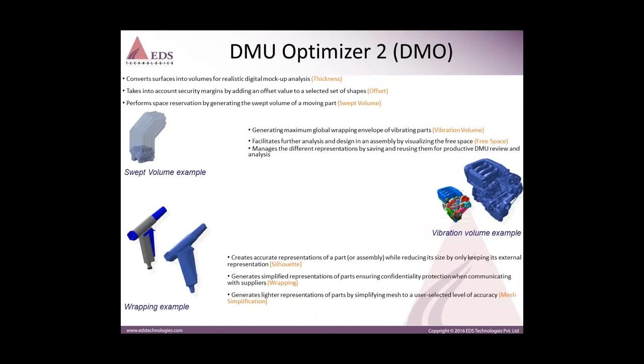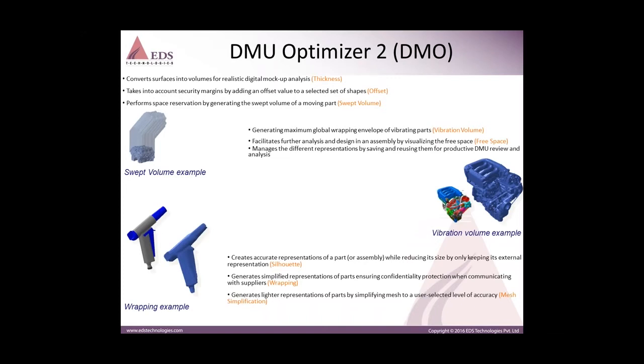It converts surfaces into volumes for realistic digital mockup analysis in thickness format. It takes into account security margins by adding an offset value to a selected set of shapes. We can change the dimension of that shape. Dummy dimensions we can put so that nobody can duplicate our products.